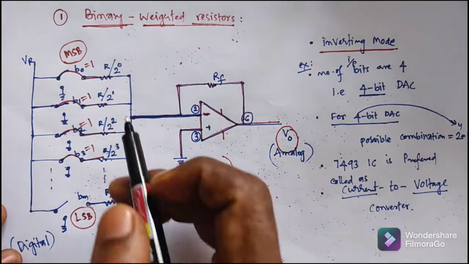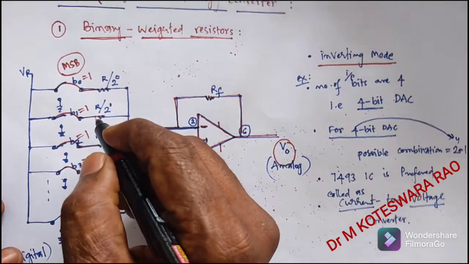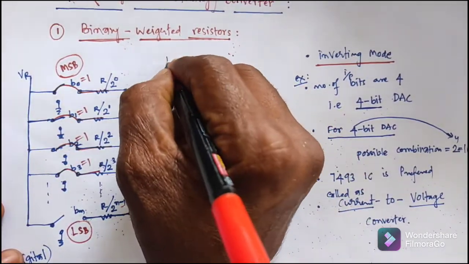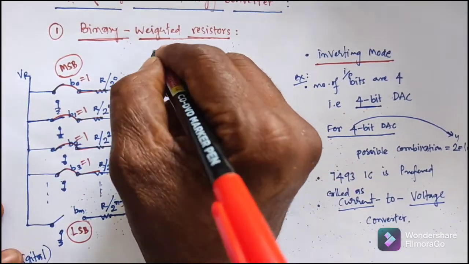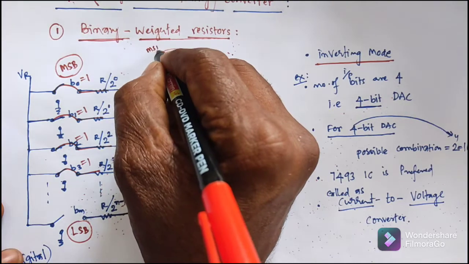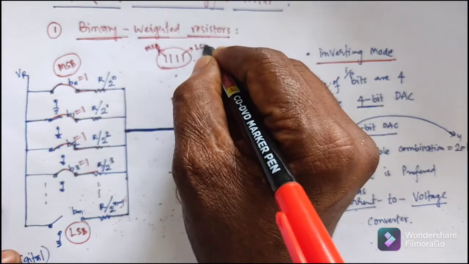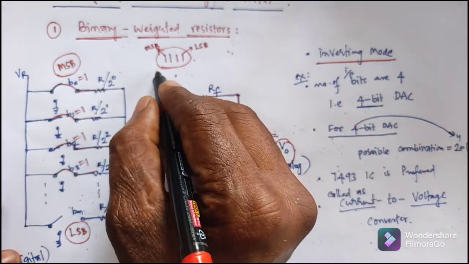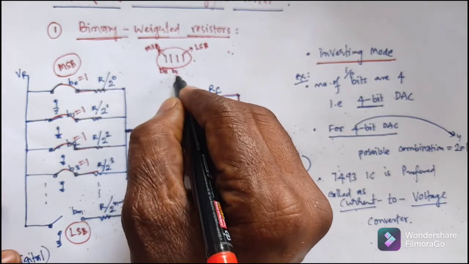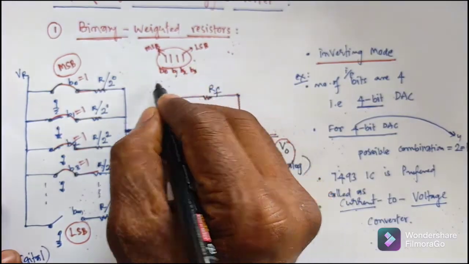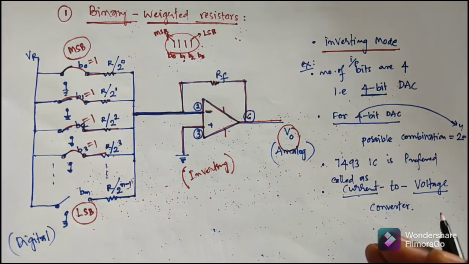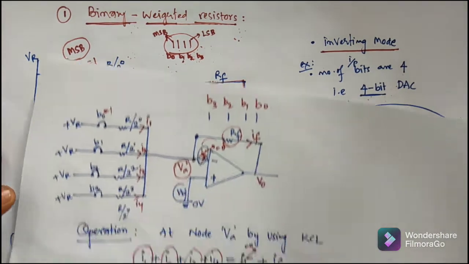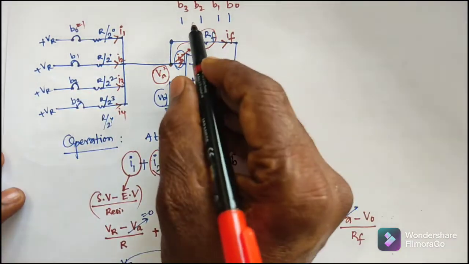Based on this method, in this binary weighted resistor, if you take all ones, this is the MSB and this one is the LSB bit. Now we are considering the bits here as B0, B1, B2, B3 like that. So based on this methodology, you can convert from digital to analog expression. The same circuit diagram can be redrawn for all values.